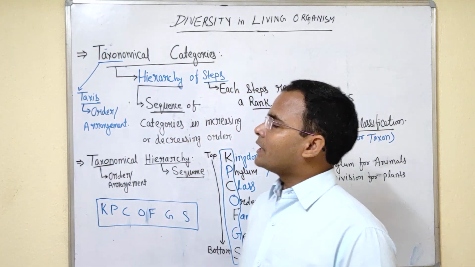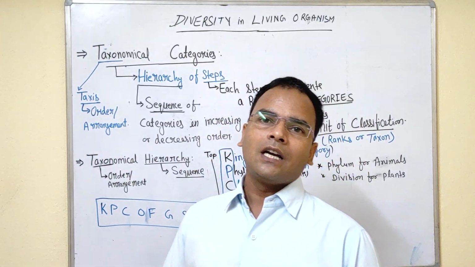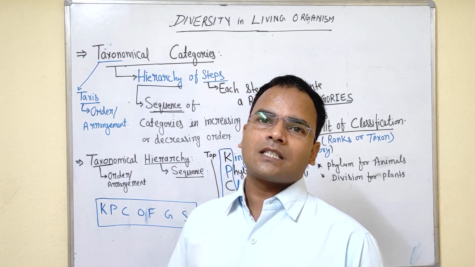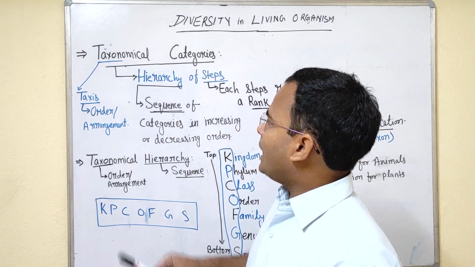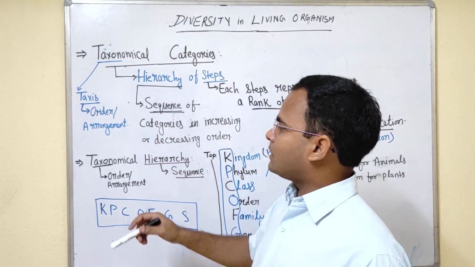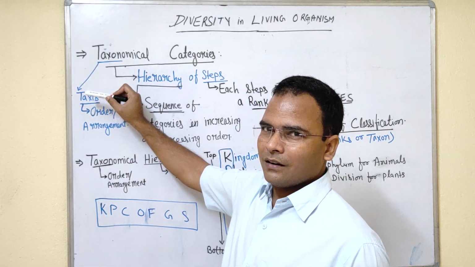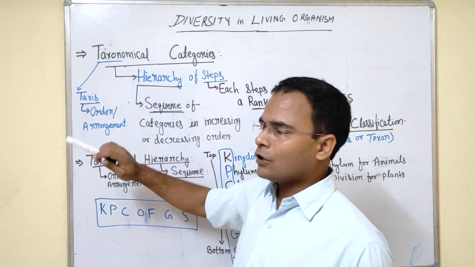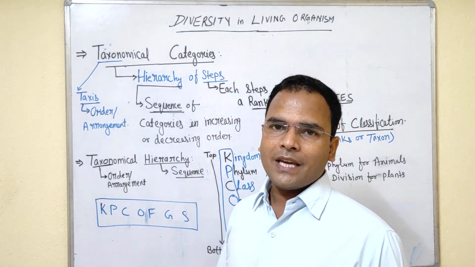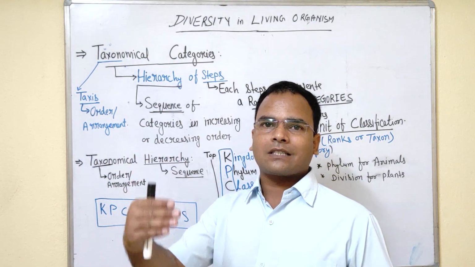Up to here we have already studied, and there is a science which deals with nomenclature, identification and classification of living organisms, that is called systematics or taxonomy. The term taxonomy was derived from a Latin word, taxis. What is the meaning of taxis? Taxis means order or arrangement. We are arranging things, ordering things according to a particular sequence.